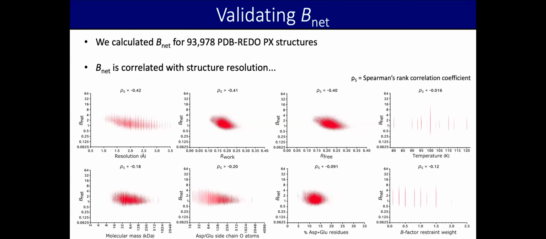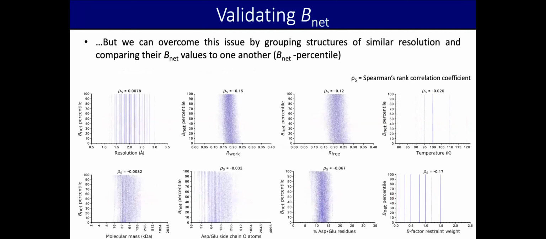For lower resolution structures, the electron density maps are more blurry, and therefore it's harder to distinguish the extra blurriness that decarboxylation of glutamate and aspartate side chains causes. So we wanted to develop a metric that could be fairly compared between structures of different resolution. To do this, we made BNet percentile. For BNet percentile, we group structures of similar resolution into the same bin, and then we compare the BNet values of the structures in each bin, and then assign the percentile rank to each structure.